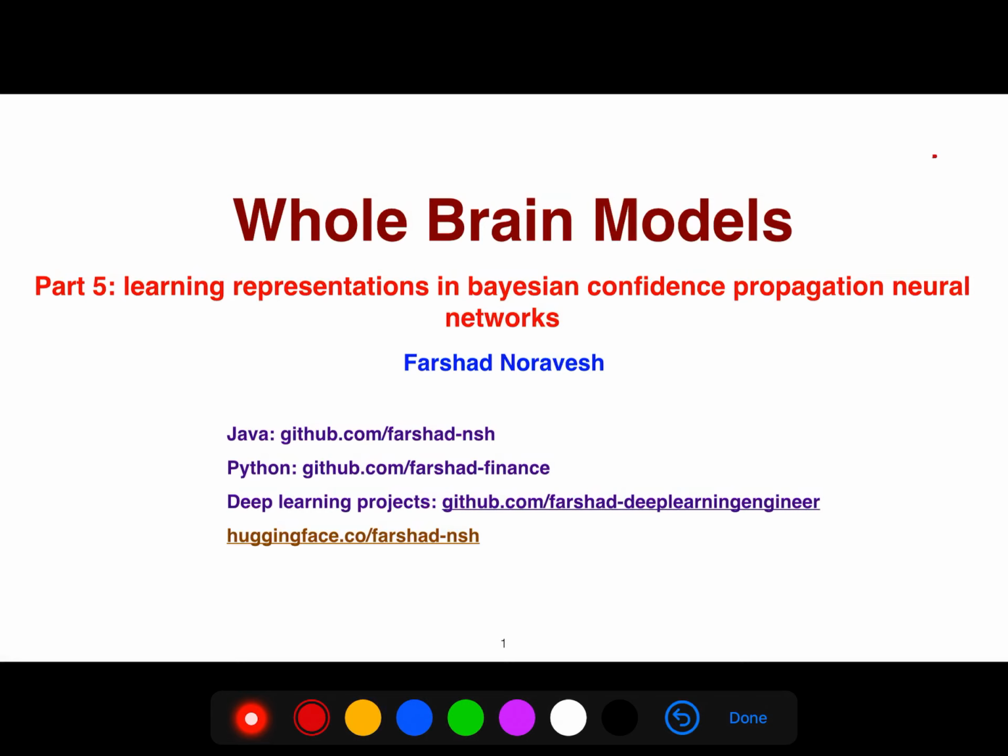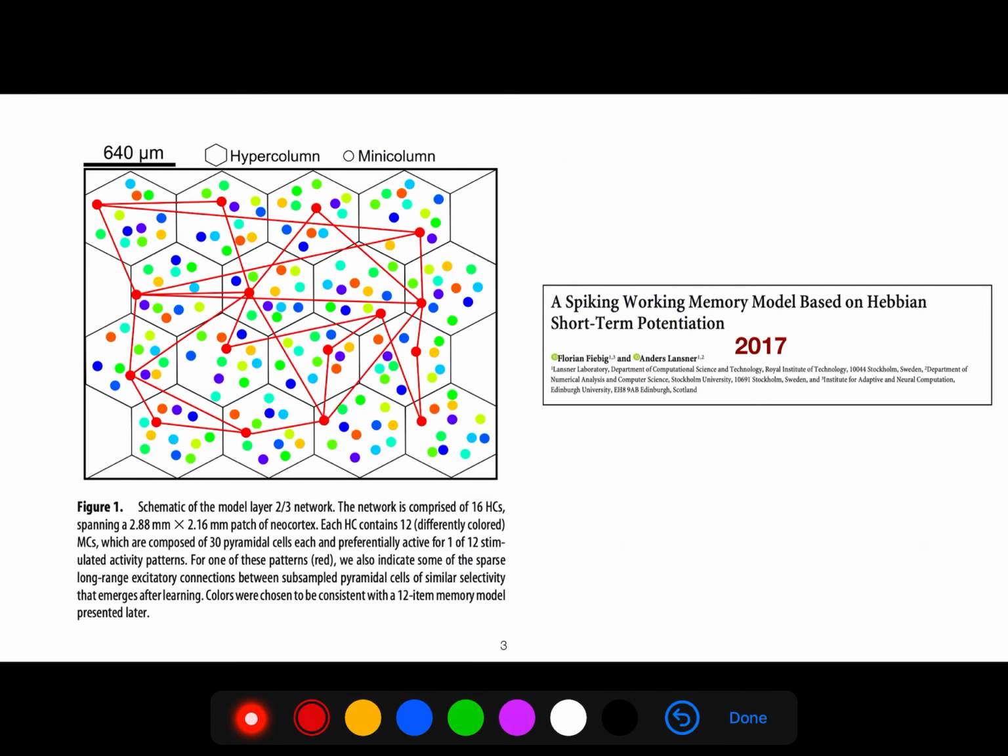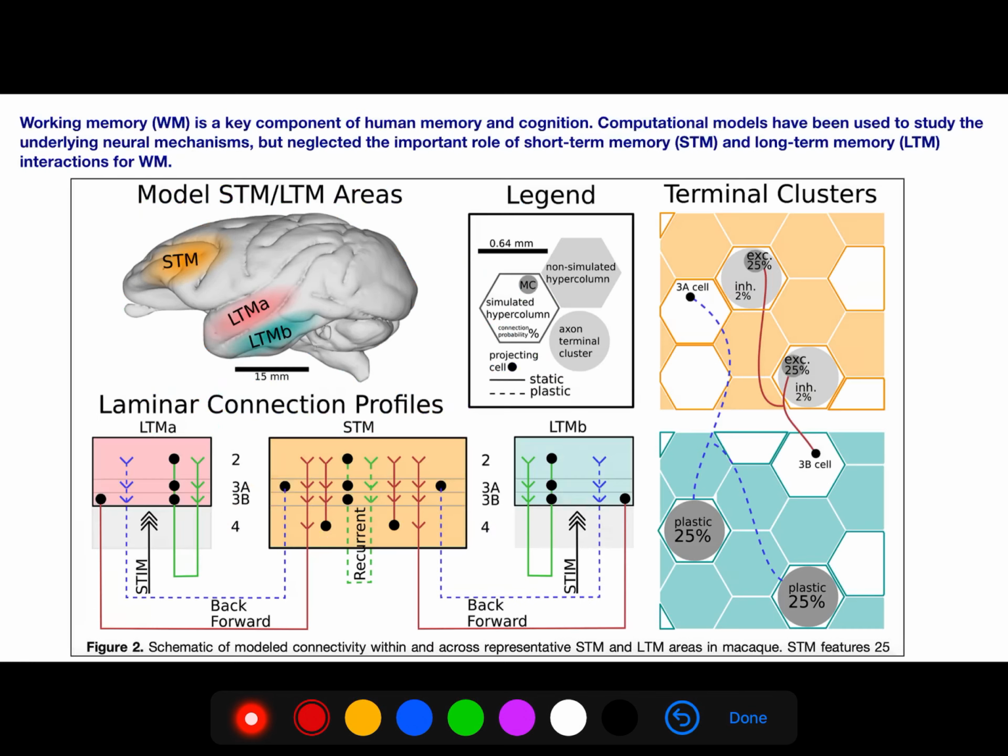Important article: Learning Representations in Bayesian Confidence Propagation Neural Networks. I've explained some of Lansner's papers. He is a great researcher in this area, and I like all of his articles, and he has great colleagues at KTH University. And this article is also important: the spiking working memory module. If you want to know how working memory is implemented and can be modeled in your brain, it's a good idea.